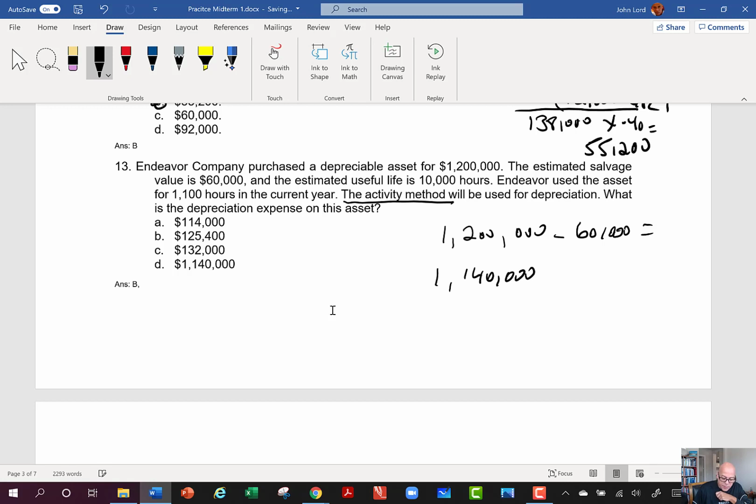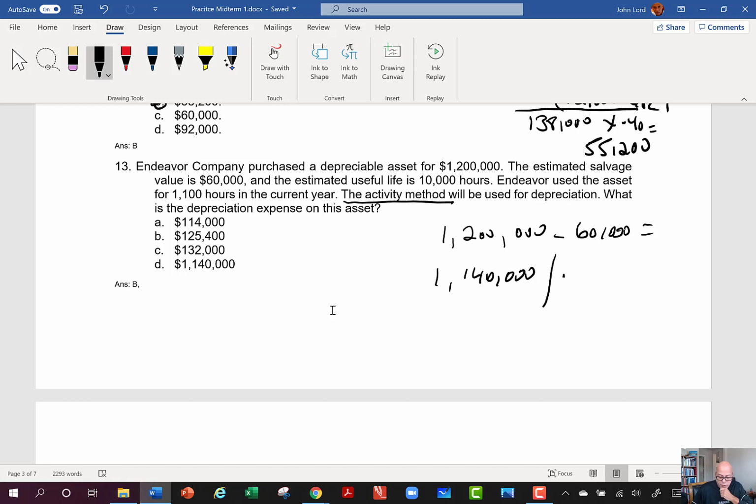$1,140,000. Now, instead of dividing it by the years, and guys, don't get freaked out if the question gives you the useful life in years, even if we're asking you for the activity method, then of course we'd also have to give you the activity, but they could give you the years just to mess you up.